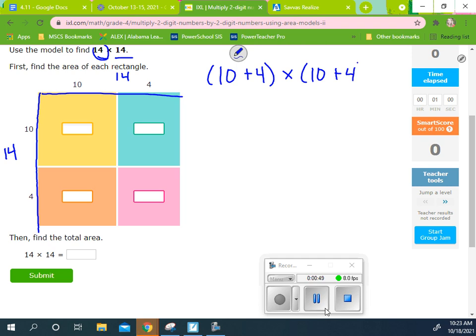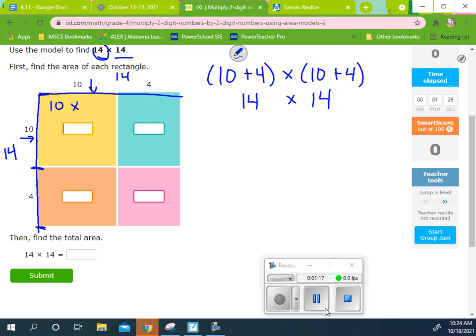And our warm-up this week is where we are rewriting these expressions. So another way to say 14 times 14 is to say 10 plus 4 times 10 plus 4, because I know 10 plus 4 is 14. So if this section, from here to here, is 10, then I know this section has to be 4.